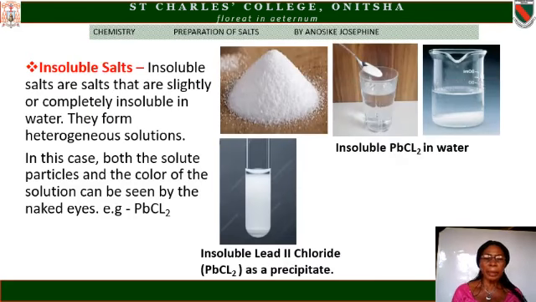The other type is the insoluble salts. These ones don't dissolve in water. And what are they called? They are defined as salts that are slightly or completely insoluble in water. They form what we call heterogeneous solutions or non-uniform solutions. What do we mean by that?